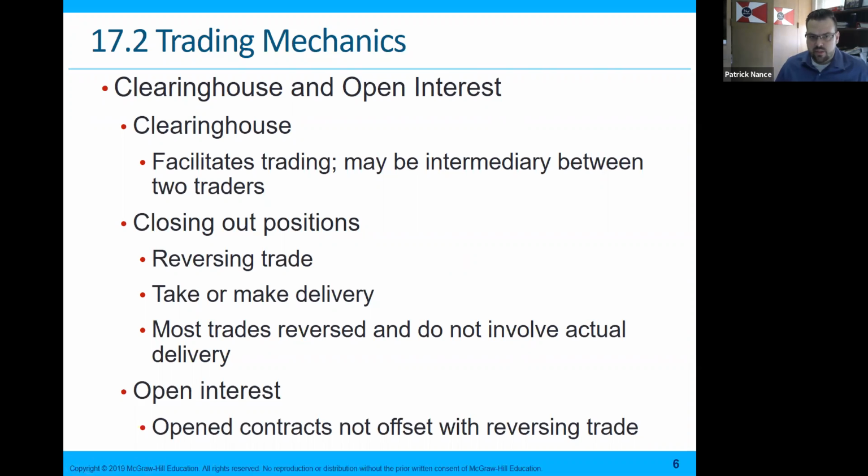The clearinghouse, the trading mechanics and how this works. The clearinghouse and open interest. The clearinghouse facilitates the trading. They're the intermediary between the two traders, closing out the positions, reversing trades or taking or making delivery. Most trades are reversed and do not actually involve an actual delivery, so it's really common for the trade to be reversed. And open interest is an open contract, not offset with a reversing trade.